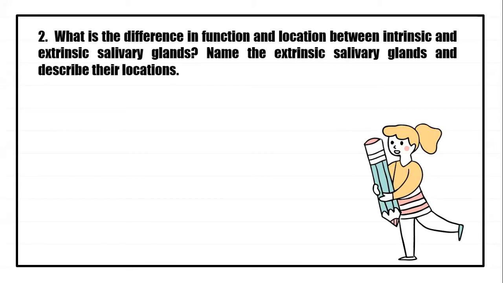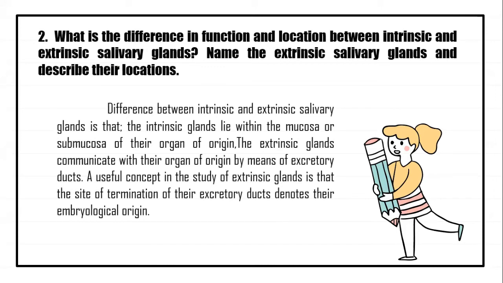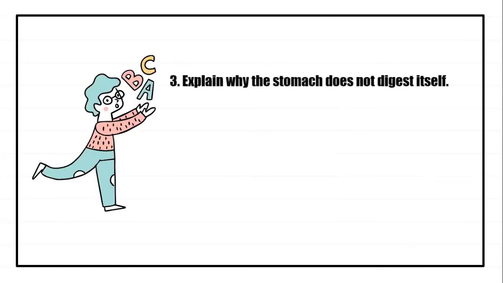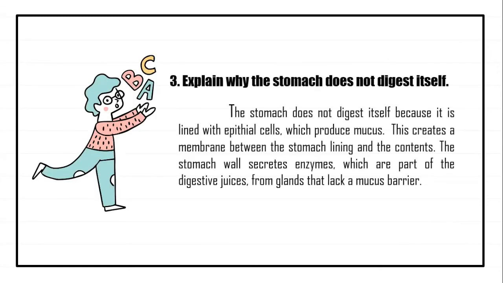For number 2, what is the difference in function and location between intrinsic and extrinsic salivary glands? Name the extrinsic salivary glands and describe their function. So the difference between intrinsic and extrinsic salivary glands is that the intrinsic glands lie within the mucosa or submucosa of their organ of origin, while the extrinsic glands communicate with their organ of origin by means of excretory ducts. A useful concept in the study of extrinsic glands is that the site of termination of their excretory ducts denotes their embryological origin.